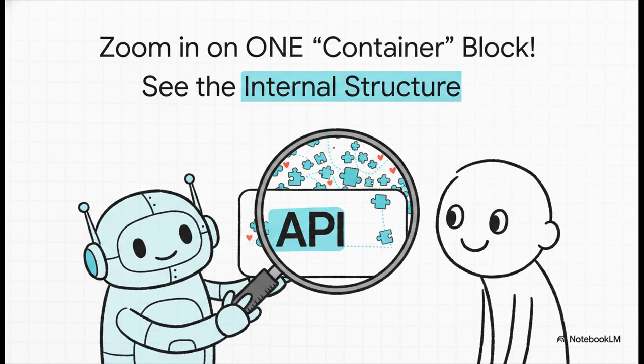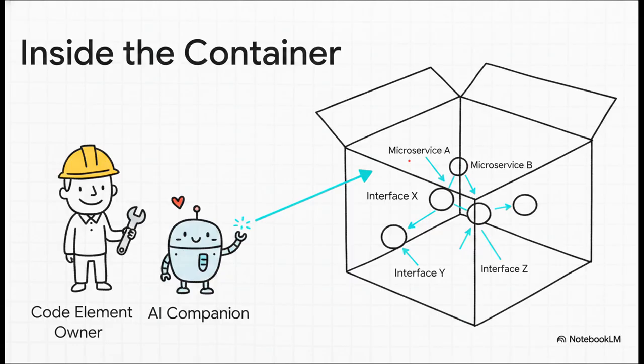Let's zoom in further to Level 3, the component. This breaks down the internal structure of one single container. You're mapping microservices and specific interfaces here. It's honestly incredibly useful for the core engineering team.